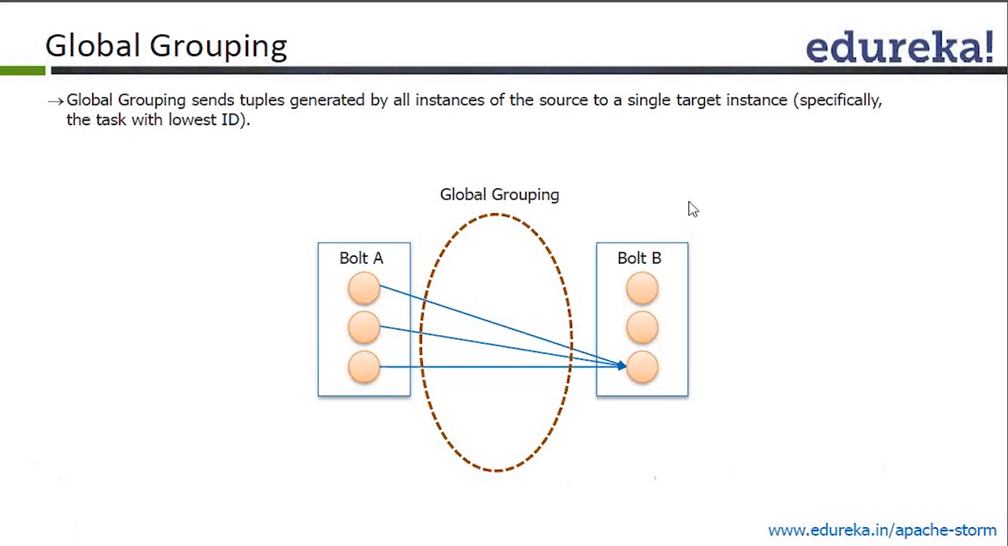Now, global grouping is a many-to-one relationship. If you use global grouping, all of the data would be sent only and only to a single instance. It is like a go-to statement. I have not seen any use case of global grouping as of now. Can you use global grouping in word count?